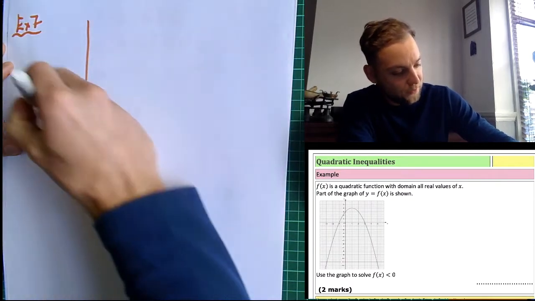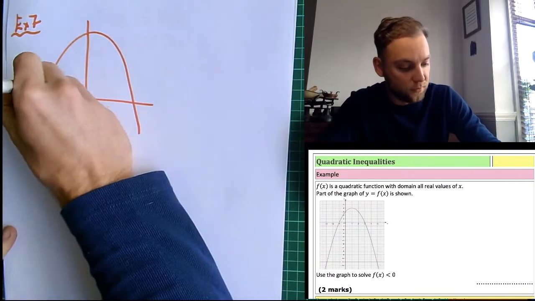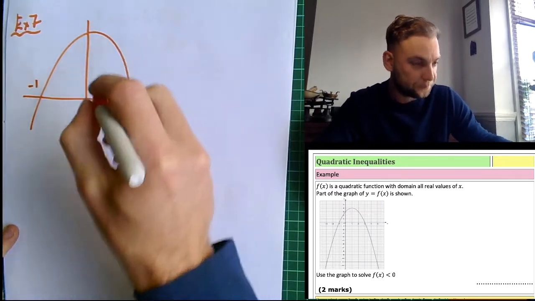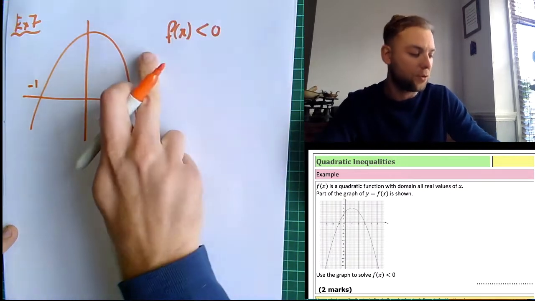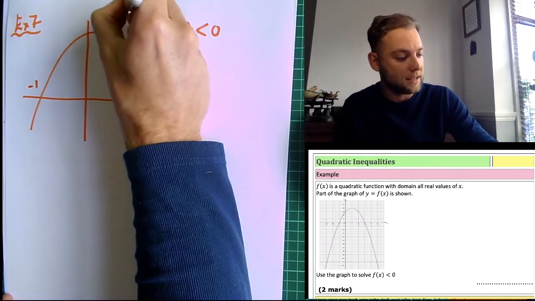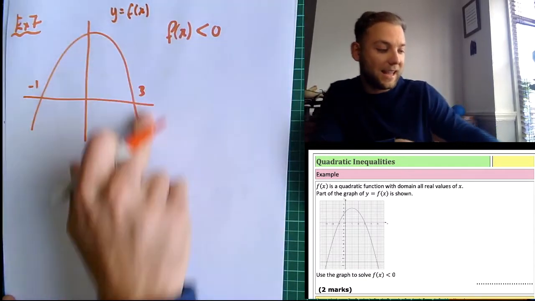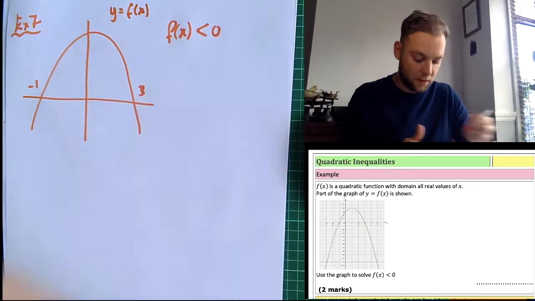So I've got a graph there like so. If you want to sketch it out, it's probably worth it. It's crossing through -1 and 3. And it's looking for when f of x is less than 0. So f of x means the function of x. And it says that y is equal to f of x. So it's saying this curve is f of x. And it's looking for when f of x is less than 0.